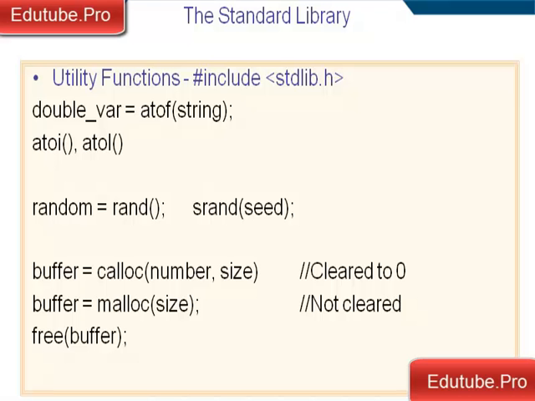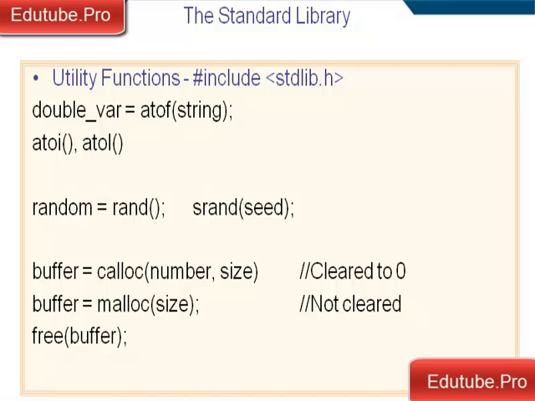There's also ASCII to integer, ASCII to long, and several others, like atoi for unsigned integer, some other conversions. So if you need to get from one type to another, a string to a kind of number, you use one of the ato functions in stdlib.h.